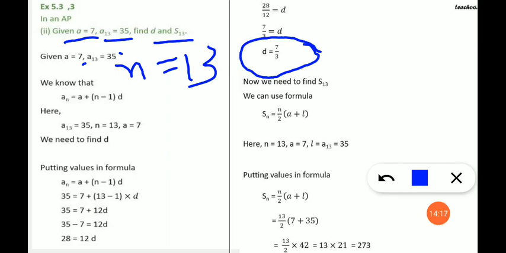Now since we have to find out S13, we can use the formula Sn is equal to n by 2 (a plus l). Here, even if we don't find d, we can find out Sn. But since the question says that you have to find d, that's why we have solved for the value of d also. Otherwise, if we have to find only S13, we don't require the value of d. Okay, students?